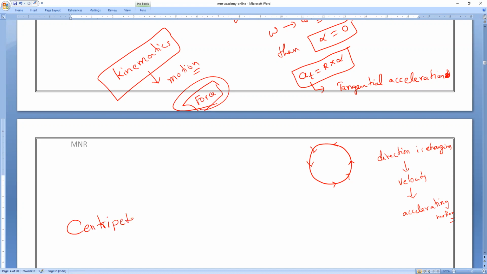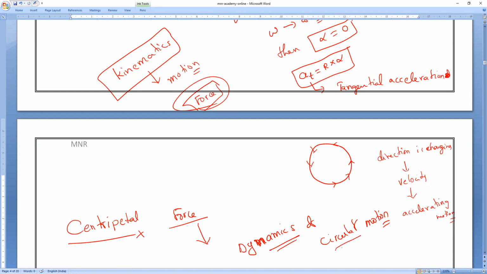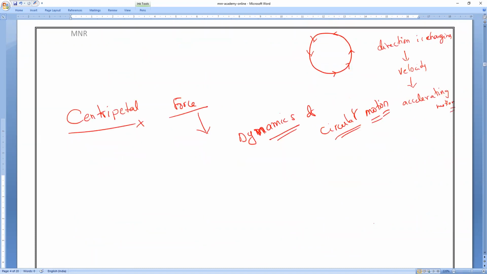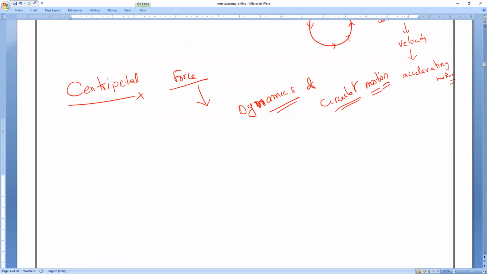What is the next concept? Centripetal force. Whenever we talk about force, it is not kinematics, we call it dynamics. So, dynamics of circular motion is what we are going to discuss now. Till now we discussed the kinematics of circular motion. Now we discuss the dynamics: when a body is in circular motion, what forces are acting, how they act, and what the resultant force is.